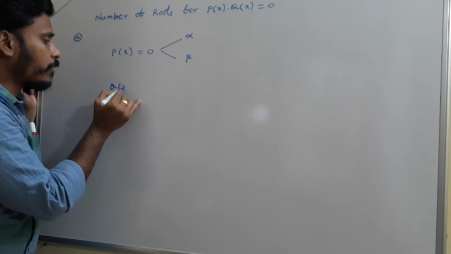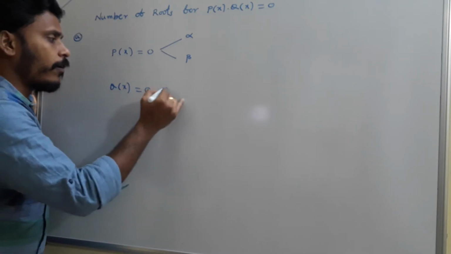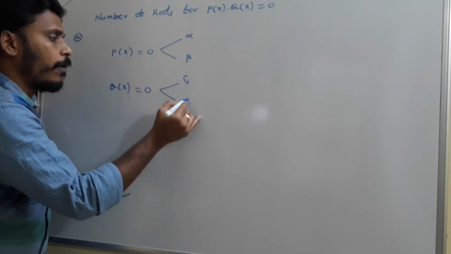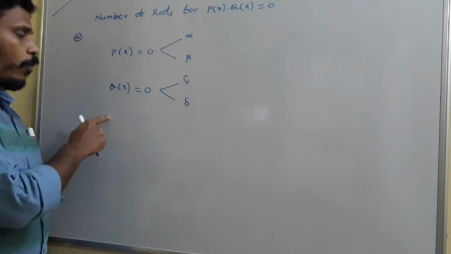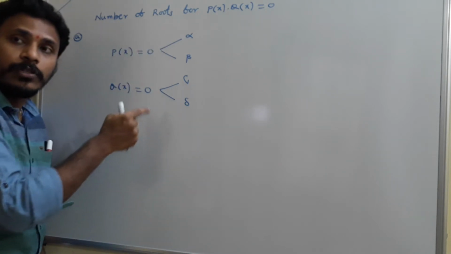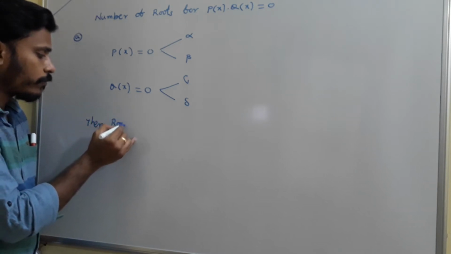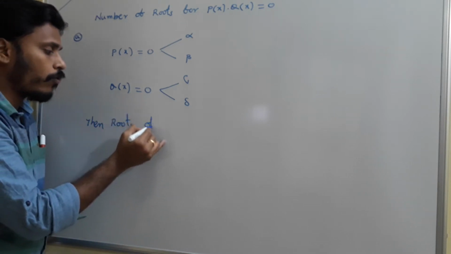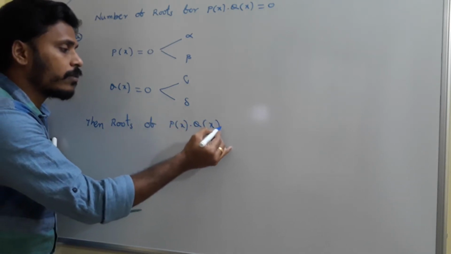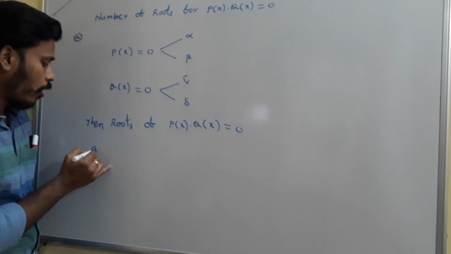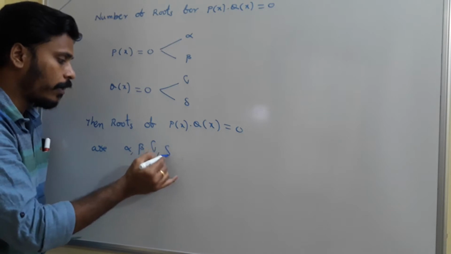And I have another expression, Q of x is equal to 0. Say it is another quadratic and its roots are gamma, delta. Okay, P of x is one quadratic, Q of x is another quadratic, its roots are alpha, beta and its roots are gamma, delta. Then the roots of P of x into Q of x is equal to 0 are alpha, beta, gamma and delta.